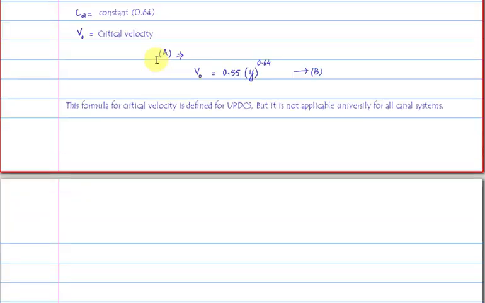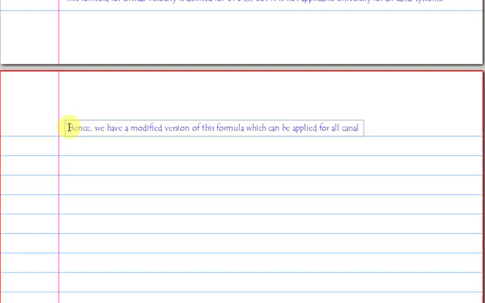So what we are supposed to do, if it is not applicable for every canal system? Hence, we have a modified version of this formula which can be applied for all canal systems other than the upper Bari Doab canal system. Right? So what we have added? We have added a value or coefficient which is known as critical velocity ratio.